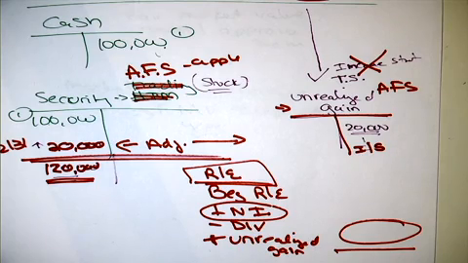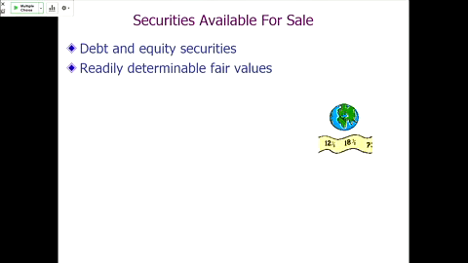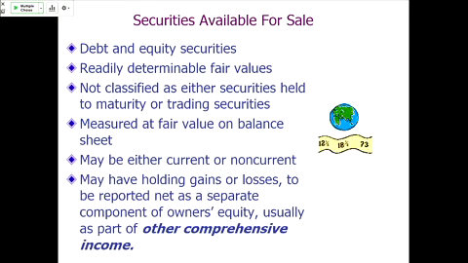Give me 1 second and you guys can go. So we have debt or equity securities. Everything is the same on this slide as it was for trading except for one thing. It is separately stated in owner's equity. I'll be saying it's really part of retained earnings, but it's normally part of comprehensive income. And I'll show you that on Thursday.